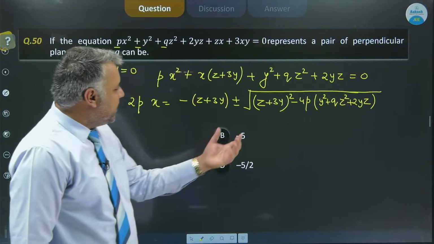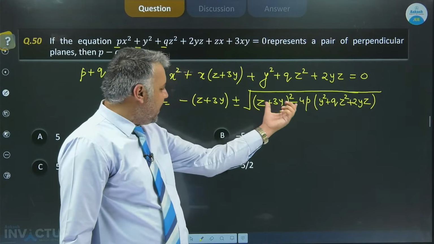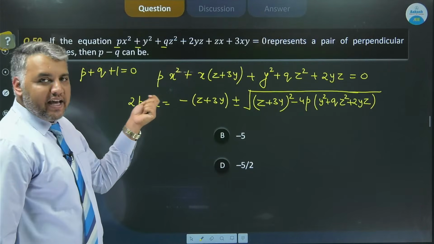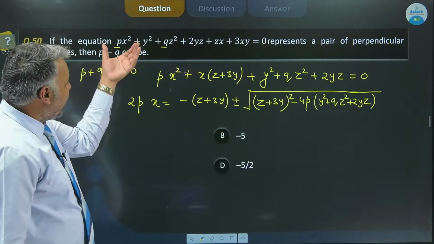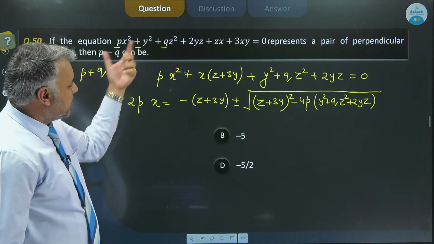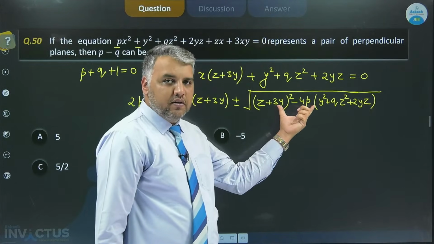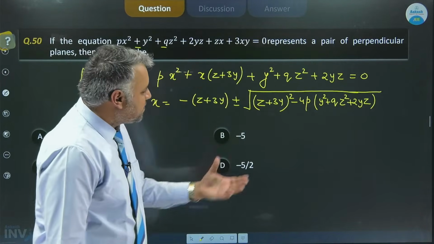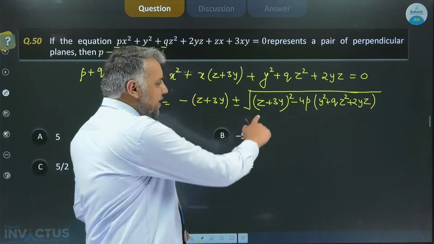So if we get a linear expression in y and z from here, then there will be two linear equations in x, y, z. Then we can say there will be two planes. So if we multiplied two planes and we get this, this expression must be a linear expression in y and z after taking the under root. So this must be a perfect square inside the under root in y and z. So let's simplify this portion.